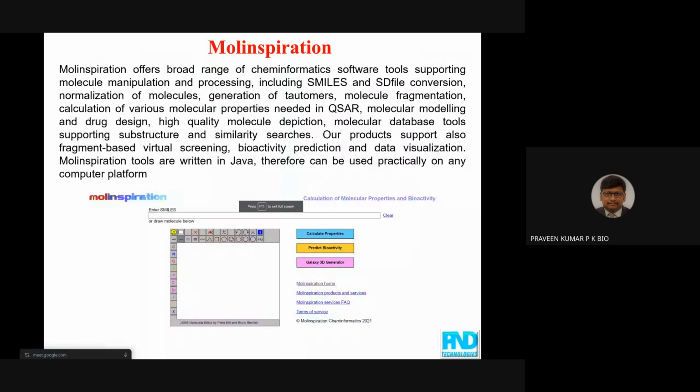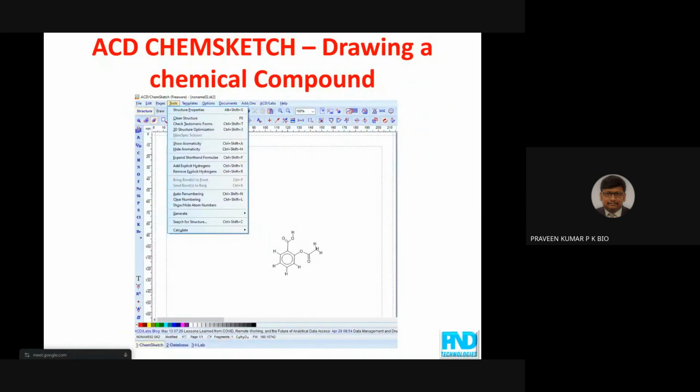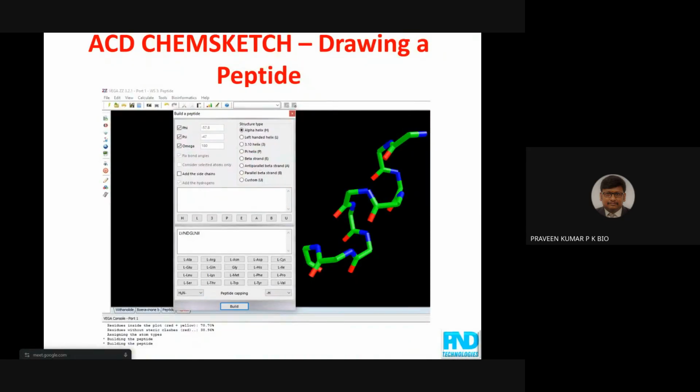Okay, so this is ACD ChemSketch. This is a cheminformatics tool. If you want to download 3D structures, or find compounds, draw compounds and get the SMILES format, everything is feasible with this ACD ChemSketch tool. This is freeware. Download and install it, and you can use it as a visualizer for chemical compounds.